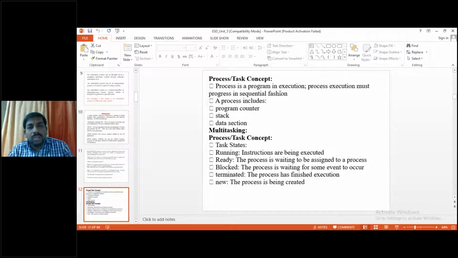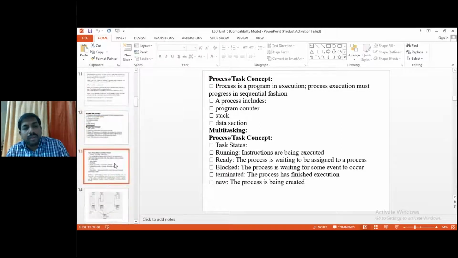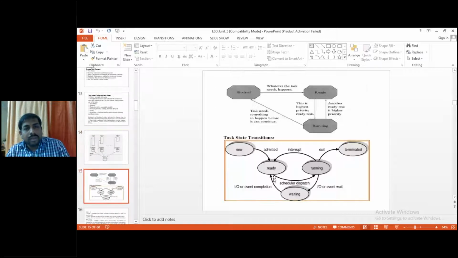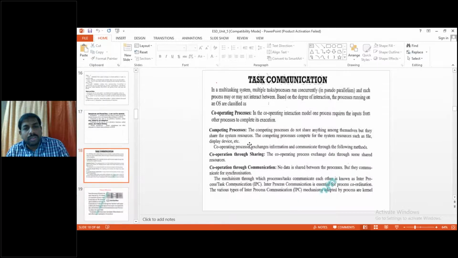So you know what is a process and a task. A process is a program in execution. It consists of a program counter, stack, and data section. And for multitasking, you need to see that all the tasks share the resource by using scheduling algorithms, and each of the tasks can enter into run state, ready state, blocked state, terminated state, or new state. So this is a state diagram showing the transitions.